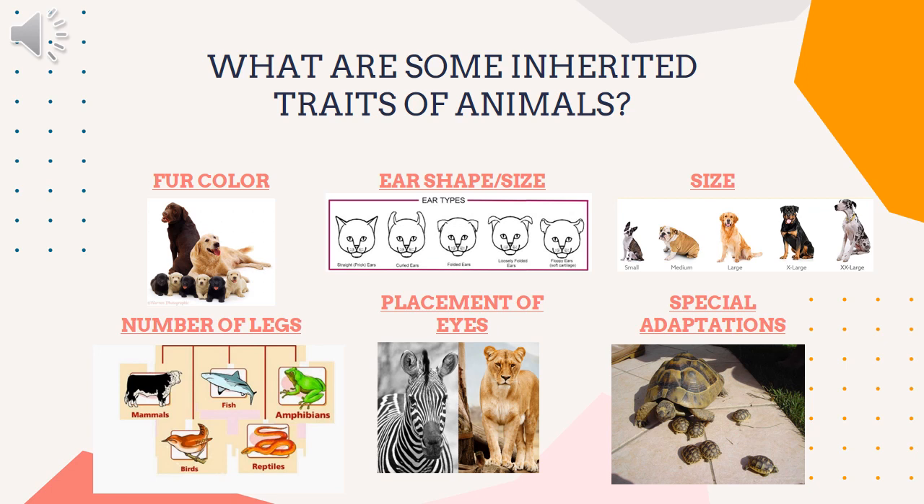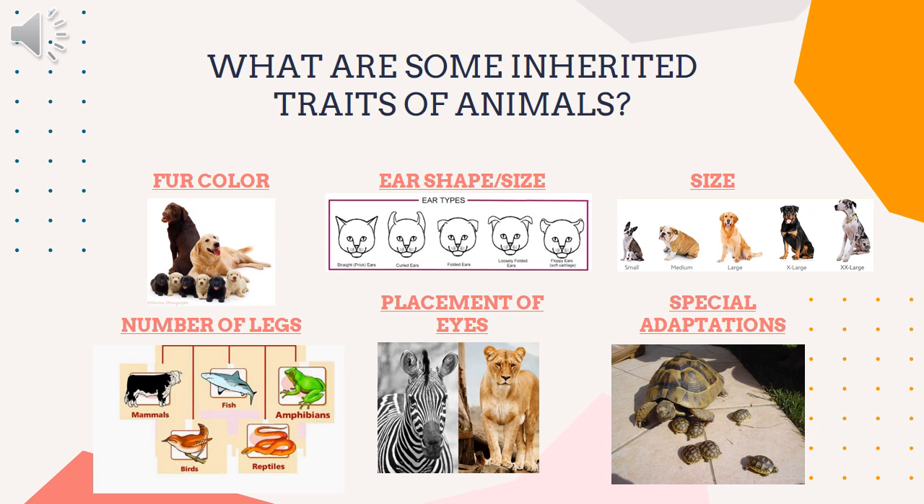The number of legs, so some animals have no legs, like a snake, and some animals have 4, and some animals have 2, some animals have wings. That's something that's going to be passed down through the parents. The placement of the eyes is also going to be passed down. There are different eye placements that we talked about whenever we were doing the adaptation. So we have the predator animals that are going to have their eyes more central, more in the front of their face, and the prey animals that have eyes more out to the sides of their face. That's something that's inherited and passed down from parents.